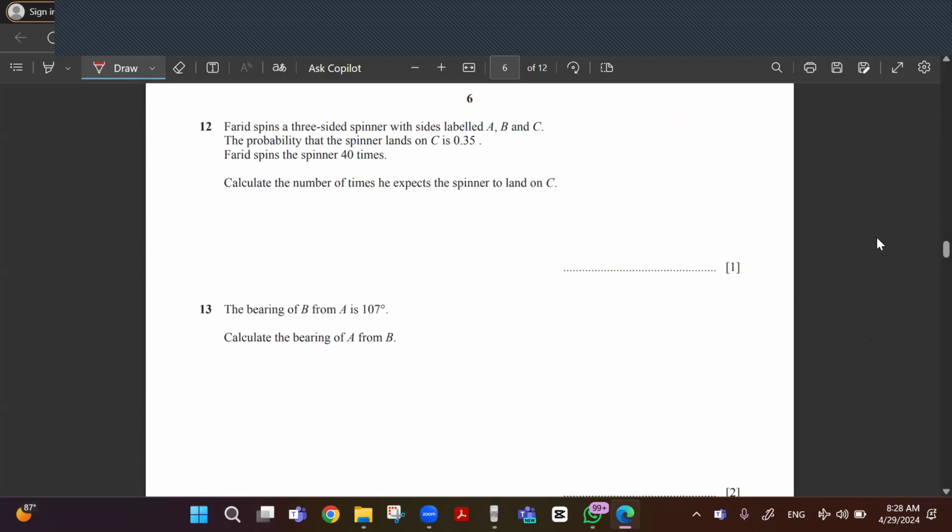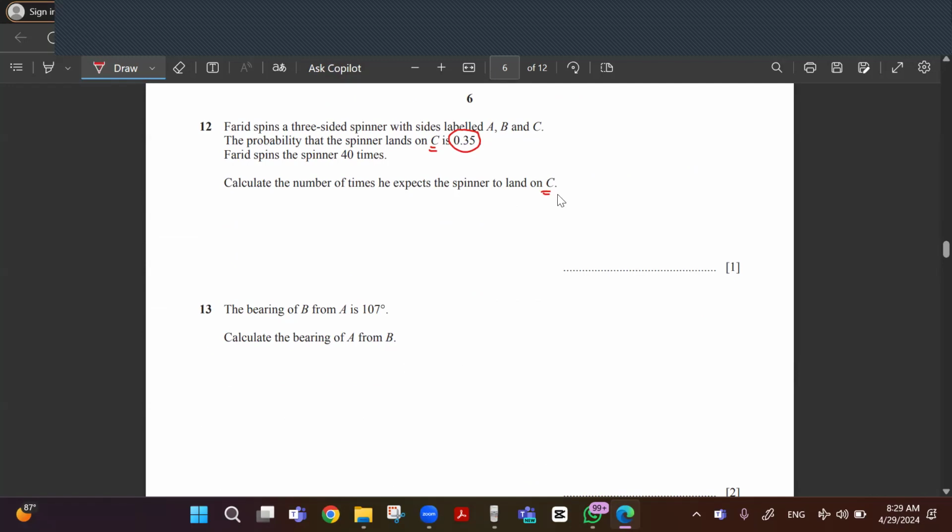Question number 12. Farid spins a 3-sided spinner with sides labeled A, B, and C. The probability that the spinner lands on C is 0.35. Farid spins the spinner 40 times. Calculate the number of times expected the spinner to land on C.